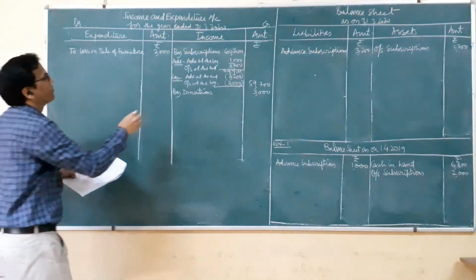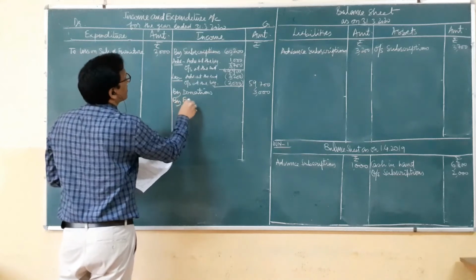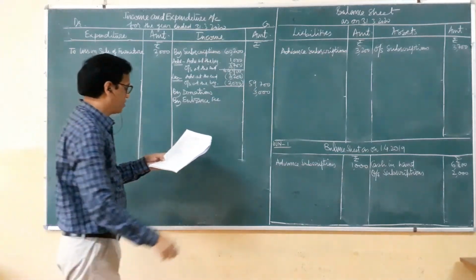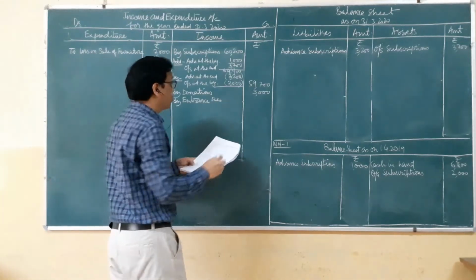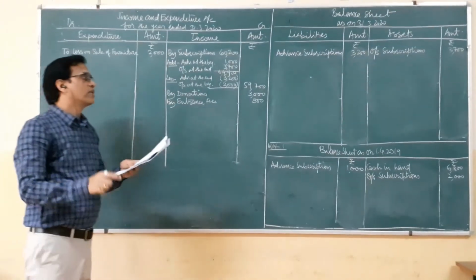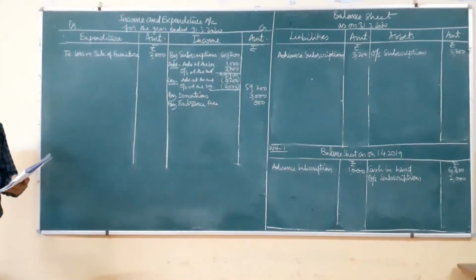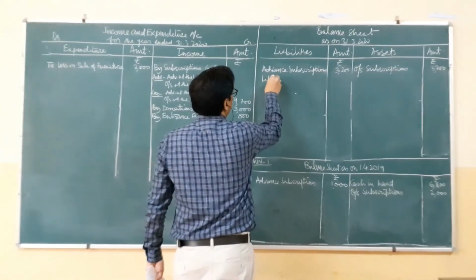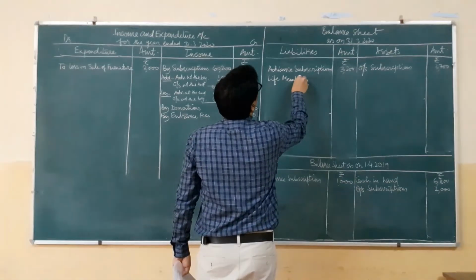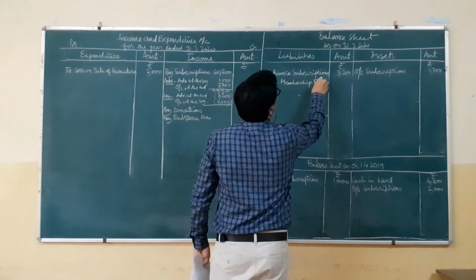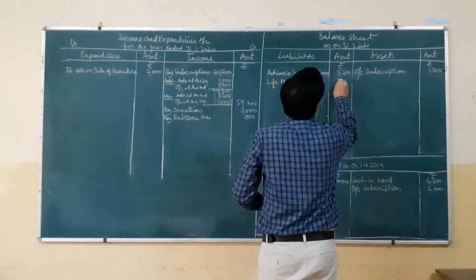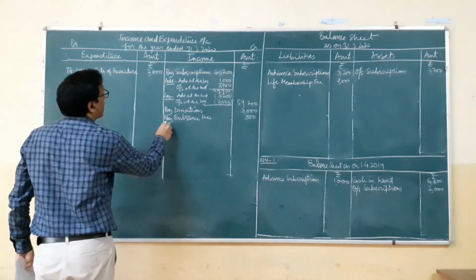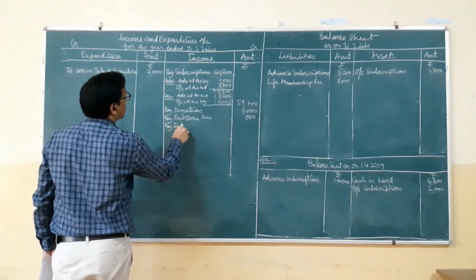Then to entrance fee. By entrance fee we write. Sometimes in the question you may be given information also regarding it. Here it is not given, we will not use any information because it is not given, otherwise it may be given. Some part of this entrance fee is to be capitalized. It is not given here. To life membership fee. Life membership fee is our liability, capital receipt. So we write on the liability side, life membership fee, and it is 7,000. Then to interest on investments, by interest on investments.